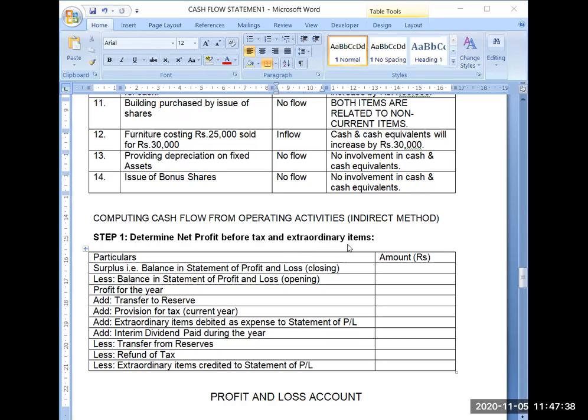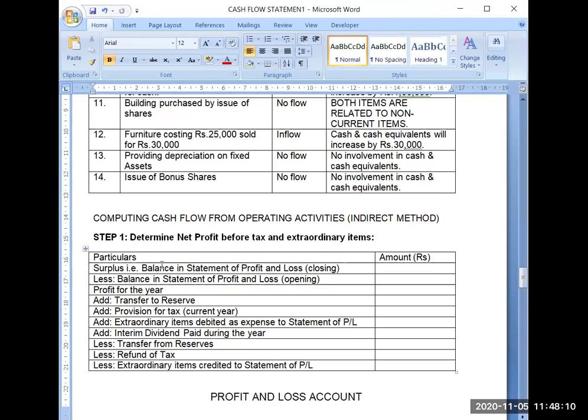So we will separate them from our profits. We will obviously show this also because it will be affecting the cash flow somewhere. But these are to be disclosed separately because they are not in your normal course of business. Now, if we focus on this portion only, the net profit before tax, how will we reach the net profit before tax?